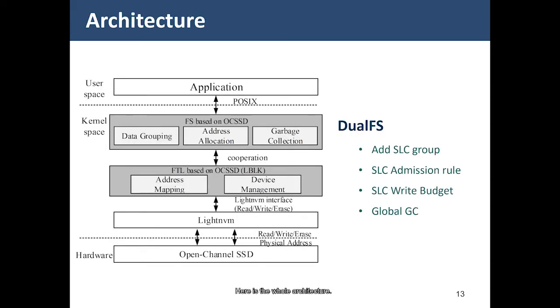Here is the whole architecture. The FTL in our system is called LBLK. It only implements a segment mapping. All other management is achieved in FS. We first add SLC groups in FS, and then set the SLC admission rule with an SLC write bucket to utilize the SLC area. The GC for both the SLC and MLC is unified.